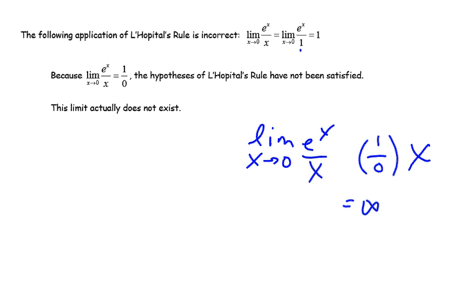Okay? So that's L'Hopital's rule. I hope you enjoyed it, and we're going to do that final example in class.